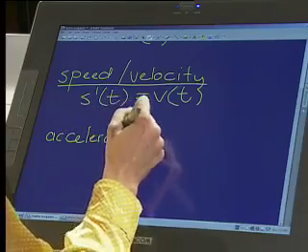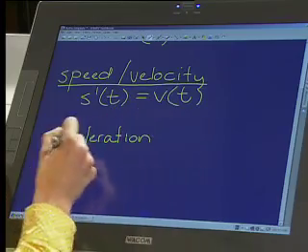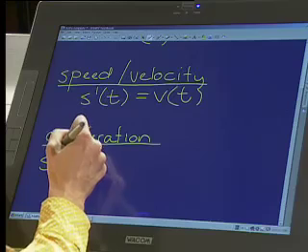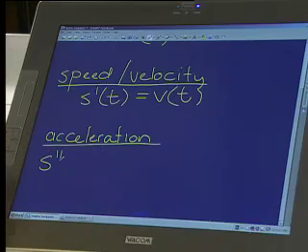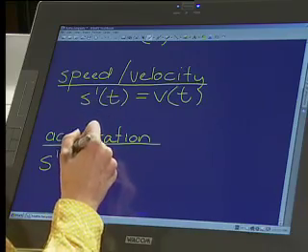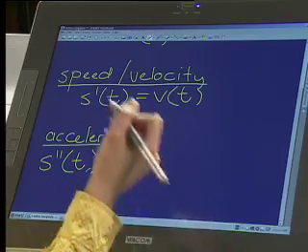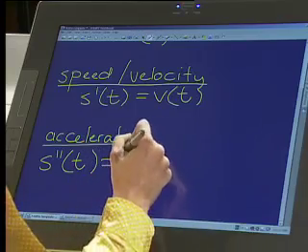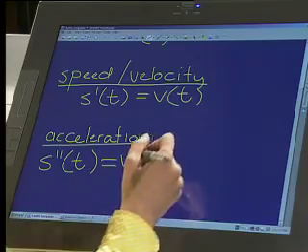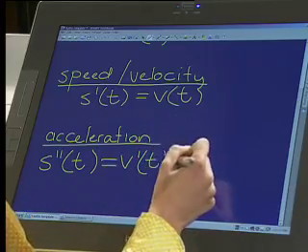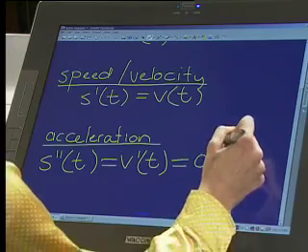There's then also a way for me to get from speed or velocity to acceleration. Just extend my page a little bit there. Acceleration is then either the second derivative of my initial distance or displacement equation, or it's equivalent to the first derivative of my speed or velocity equation, and that can then be called A of t.